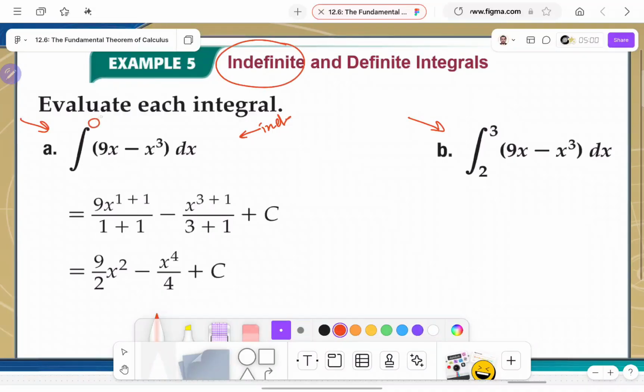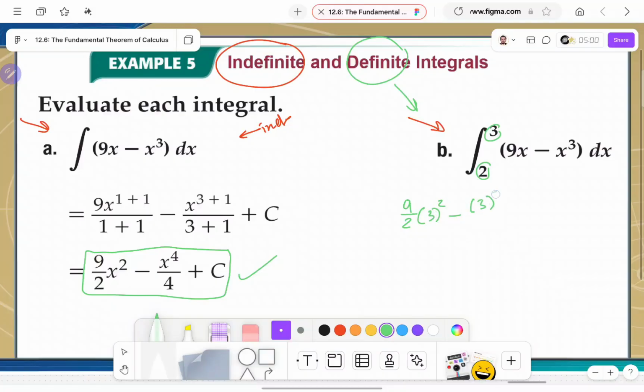Why? Because there is no a and no b. Okay, so that's why it's indefinite. But look at this question here. This question is a definite integral, okay, because I have a and I have b. Now after we simplify, if the question is indefinite, you stop here. Now because the question here needs to evaluate b and a, it will be 9 over 2 times 3 squared minus 3 to the power of 4 over 4.